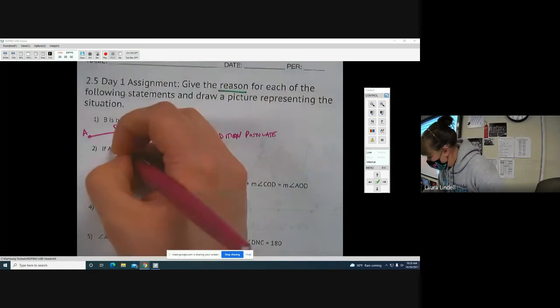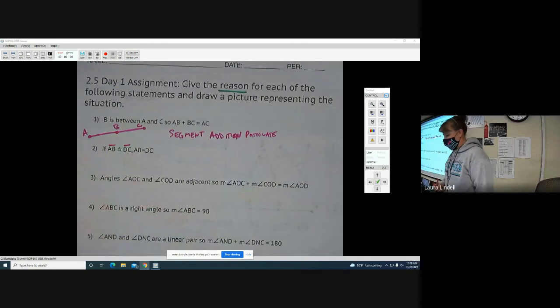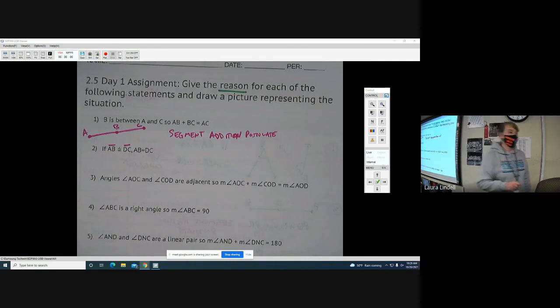All right, this one is supposed to have segment markers above it. If AB is congruent to DC, the length of AB equals the length of DC. What could that look like as a picture? You have segment AB and you have segment DC, and they're the same length. Try drawing a picture of what that might look like. Personally, I would start by drawing two segments.